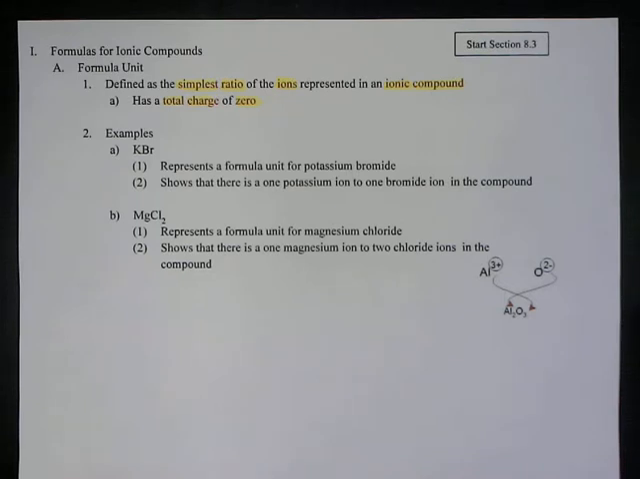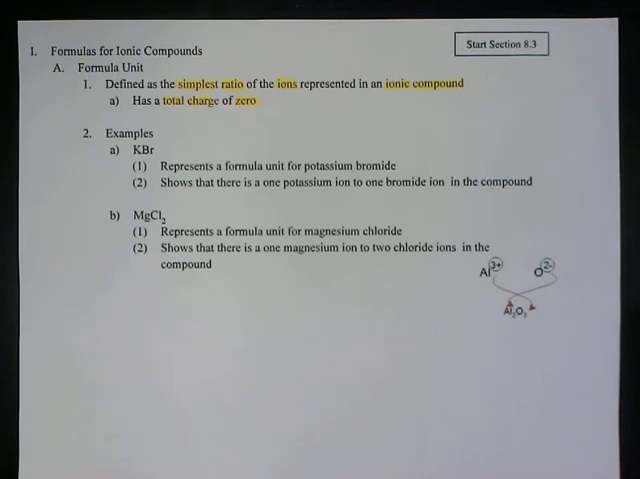Alright, so we start out here talking about formulas for ionic compounds, and we need to talk about this topic of a formula unit. It's the simplest ratio of ions in an ionic compound. The other thing we have to take into consideration is that a compound will have a charge of 0. That means the total positive charge will cancel out the total negative charge. And there's going to be a shortcut method that I'm going to show you how to use, so just pay attention to notes.